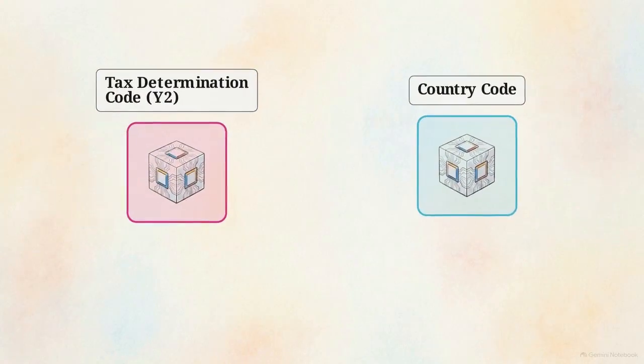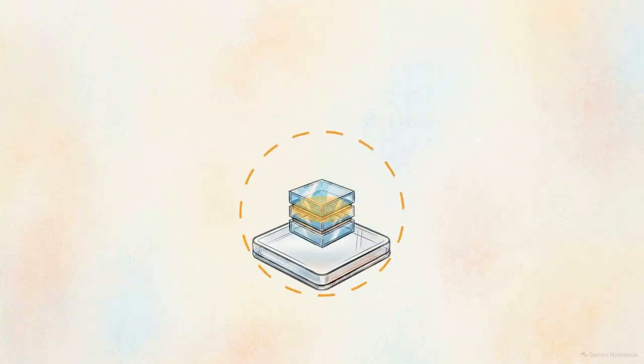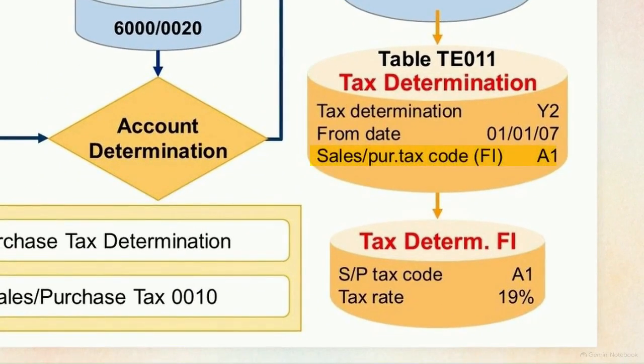To function, TE011 takes the internal tax determination code, Y2, and cross-references it with the country code derived from the company code. It evaluates these inputs against a specific validity date. TE011 then outputs the translation, the standard FI sales and purchases tax code, shown here as A1.